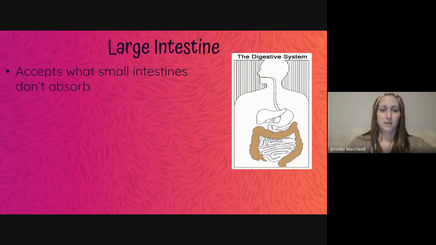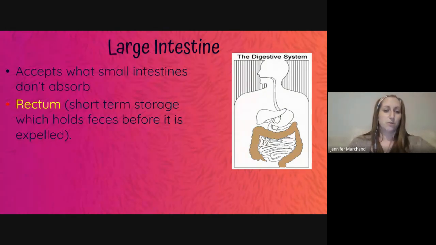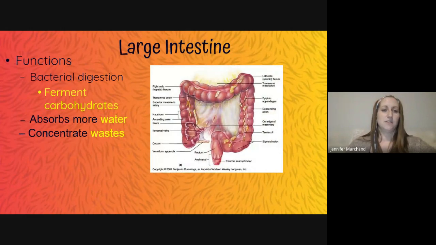Next, you have the large intestines. And this accepts what the small intestines didn't absorb. And then lastly, obviously, you have the rectum. It's the short-term storage which holds feces before defecation. So the functions of the large intestines, obviously, are bacterial digestion, the fermentation of carbohydrates. It absorbs water down there, and there's also the concentration of waste.